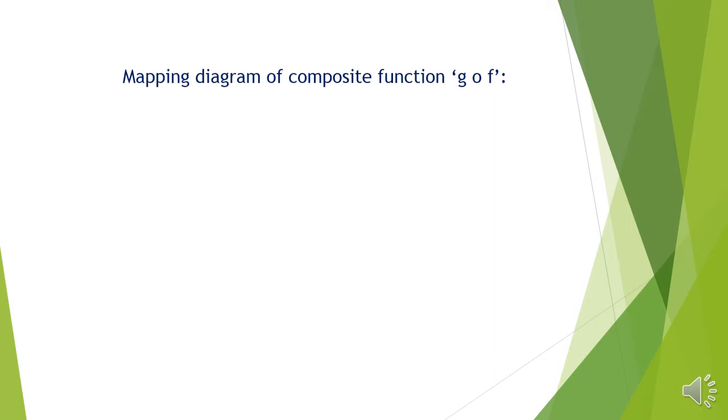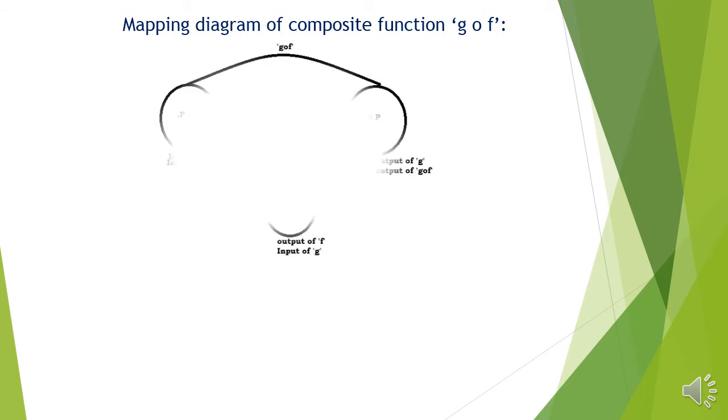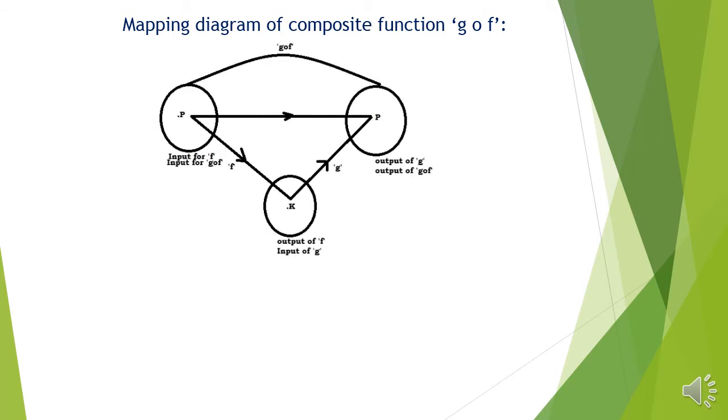Here there is a mapping diagram of the composite function gof, and from this composite function we clearly know that f is the function which takes the input first. Let's see the composite mapping diagram we have already done many times in previous videos. You can see f is the function which takes the input first, so f is here, the path is here, and g is the other function which takes the output of function f and gives its own output.